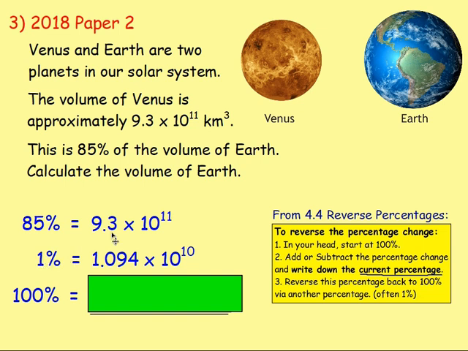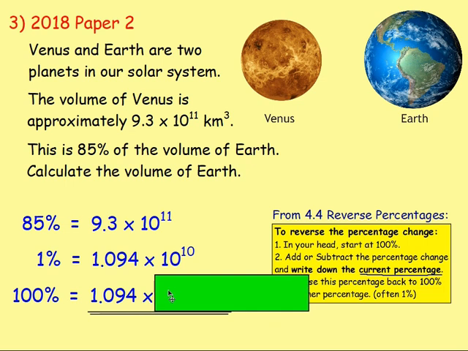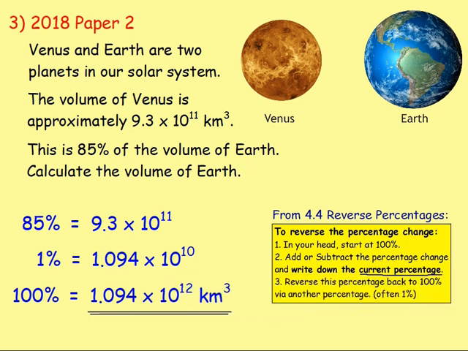So divide 85 by 85 to get 1%. And if you divide this by 85, 9.3 times 10 to the power of 11 divided by 85, you get 1.094 times 10 to the power of 10. That, therefore, is 1%. How do we then get 100%? Well, if we know 1%, we times that by 100 to get 100%. You do indeed, yeah. And if you do that, you would have 1.094 times 10 to the power of 12 cubic kilometers. That is the volume of the Earth. I love that. Let's try another one.